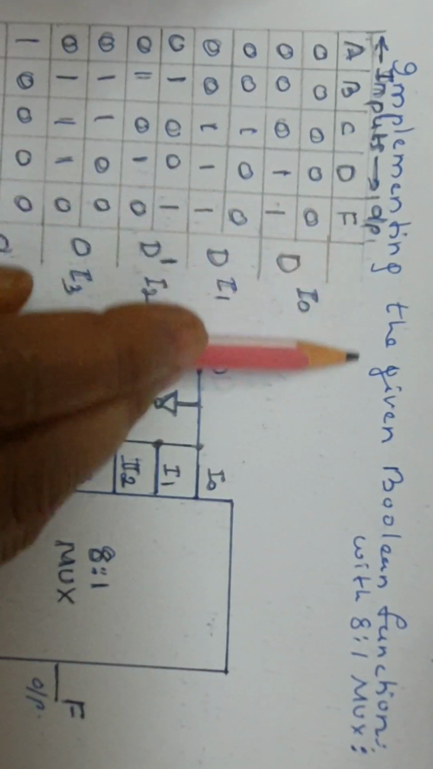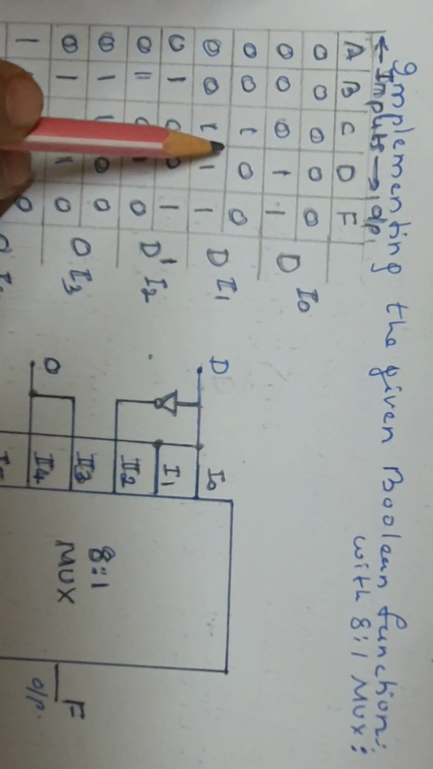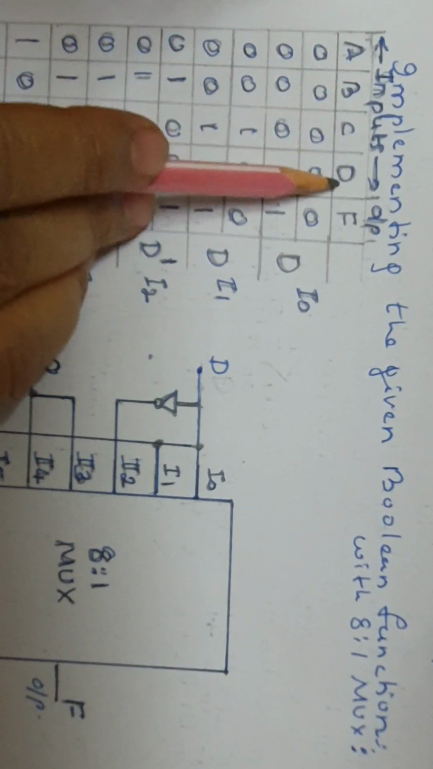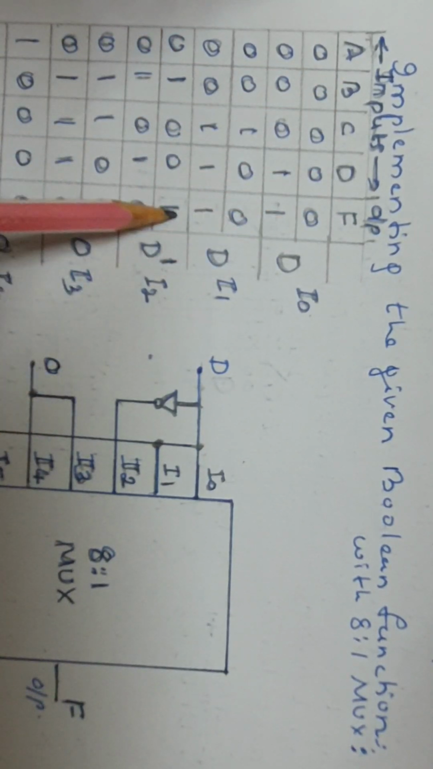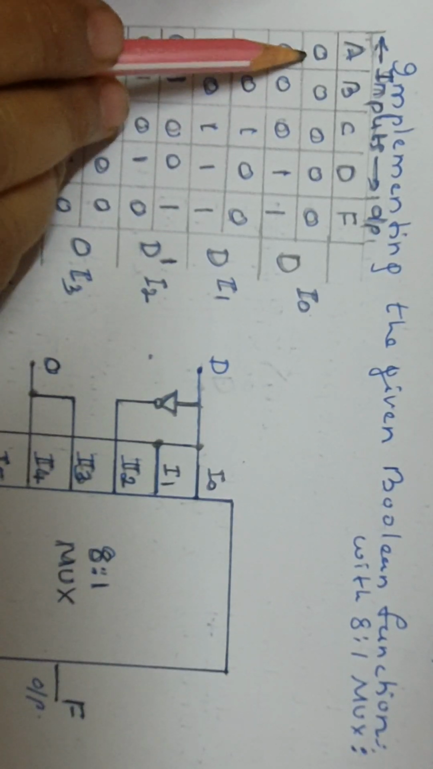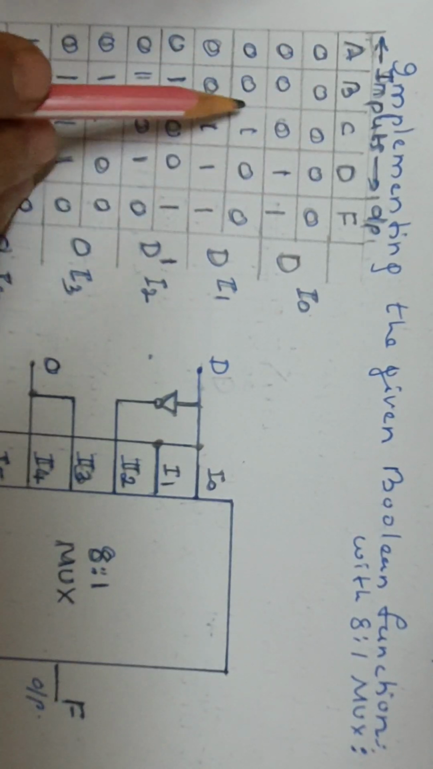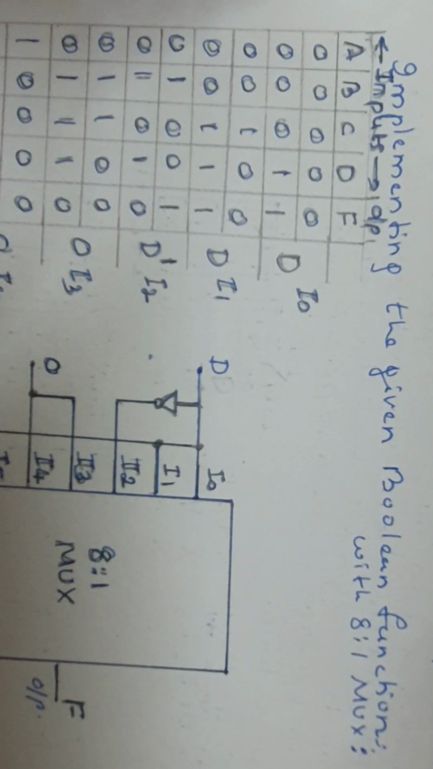To implement the given Boolean function with an 8:1 mux, first we have to write the truth table. So, these are inputs A, B, C, D. F is the output. According to the function given, we have to fill this. Means for all combinations from 0, 0, 0, 0 for 4 input variables, 16 possible combinations are there. Those many inputs we have to list.